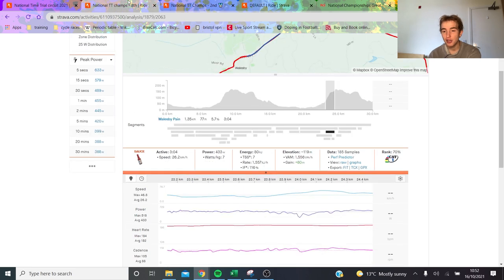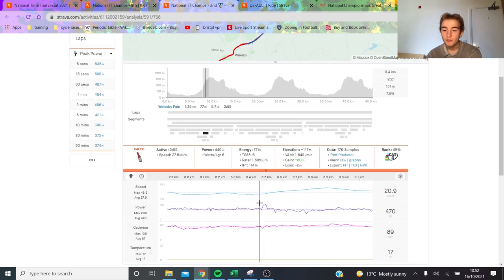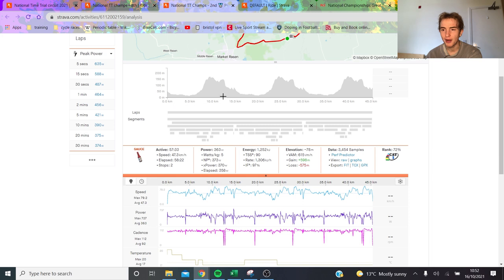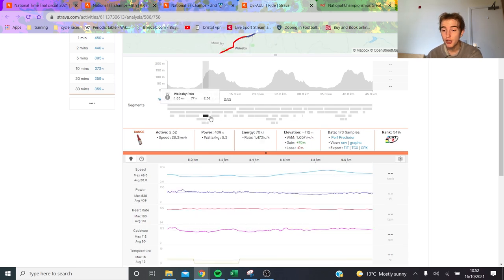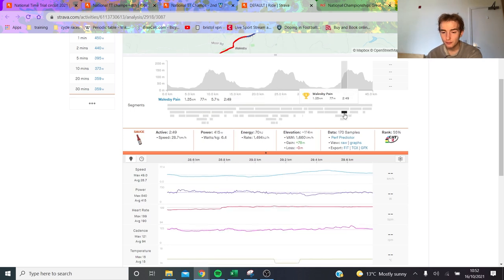So actually, if we compare it to Dan Bigham here, numbers-wise, not actually too dissimilar, like 370 normalized versus 363. It's 10 watts in it, but he weighs significantly less and is doing 5.5 watts per kilo. Again, his CDA is really, really good, but still, Dan Bigham is still just a lot more aero.